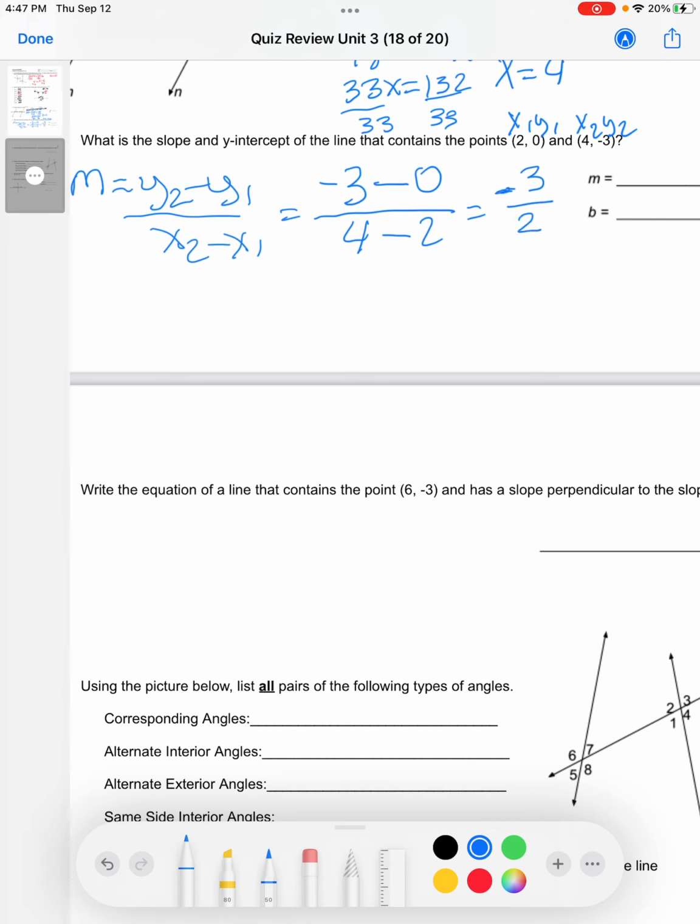So that means my slope is -3/2. Then I need to find what b is by doing y minus y1. This is the point slope formula. So first, this was the slope formula, and this is the point slope formula: y minus y1 equals m times x minus x1. Y1 is 0.